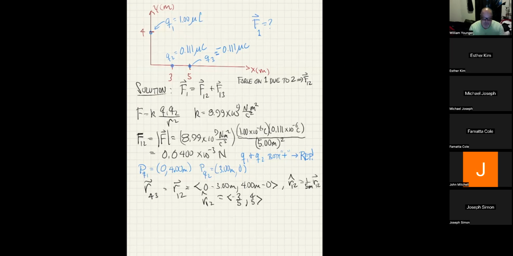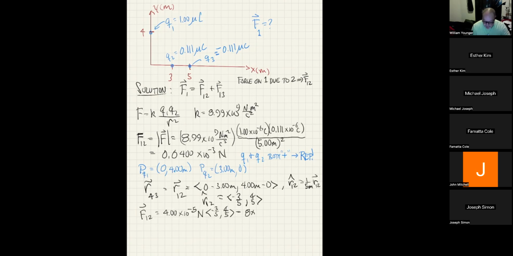So that's kind of nice doing it this way, because now all I have to do is multiply 0.04 times 10 to the -3rd, which is 4 times 10 to the -5th. So F12 is equal to 4.00 times 10 to the -5th newtons times -3/5, comma, 4/5, which we can write as, of course, this is going to be 0.8.